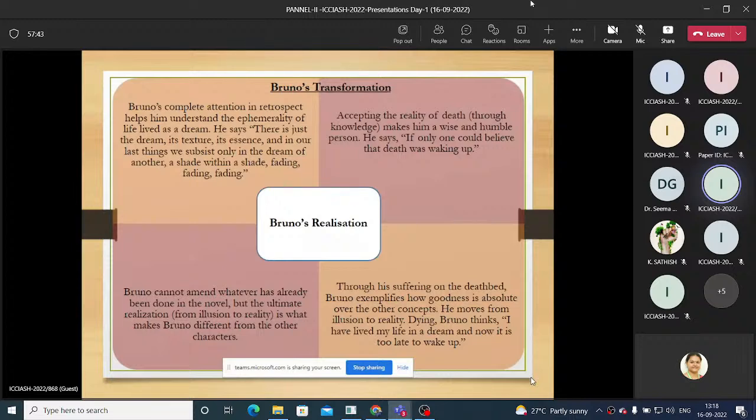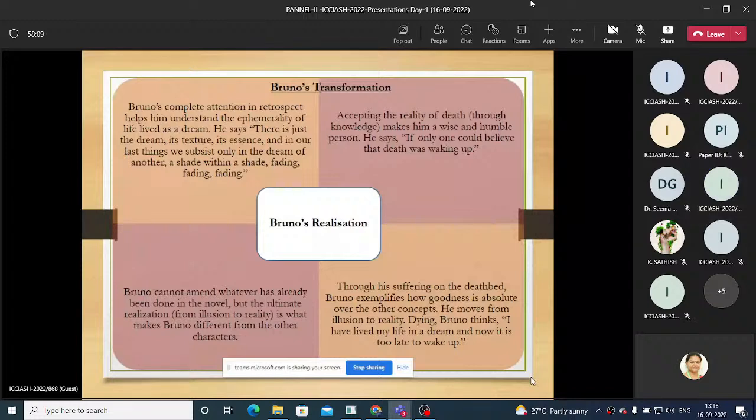And that's when he says in the novel, there is just the dream, its texture, its essence, and in our last things we subsist only in the dream of another, a shade within a shade, fading, fading, fading. So this kind of realization on his part is very important, because it helps him and the other characters understand what life is all about, the transient nature of life, accepting the reality of death.